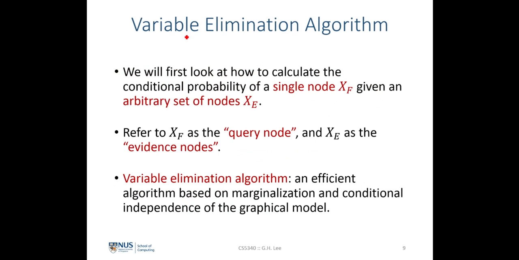So we'll now look at the variable elimination algorithm, which is a method that allows us to compute the marginalization in a more tractable way. We'll first look at how to compute the conditional probability of a single node xf given an arbitrary set of nodes which we call xe. We'll now refer to xf as our query node and xe as the evidence nodes. We'll look at how to use the variable elimination algorithm to compute the conditional probability of xf conditioned upon xe efficiently. In particular, we'll look at how to do the summation over xr of the joint probability of xf, xe and xr efficiently.